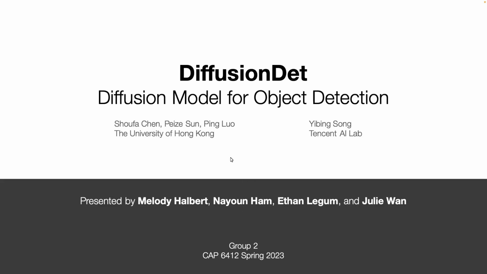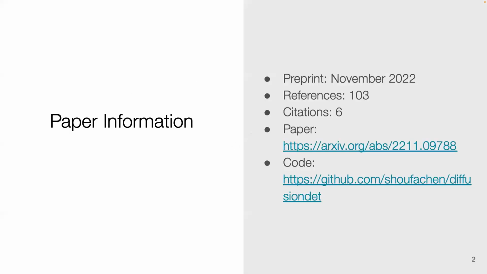We are presenting the paper DiffusionDet, Diffusion Modeling for Object Detection. It comes out of the University of Hong Kong, partnered with Tencent AI Lab, a prominent AI lab coming out of China that specializes in object detection and computer vision. This paper is the first research done for diffusion on object detection, so it's pretty neat.